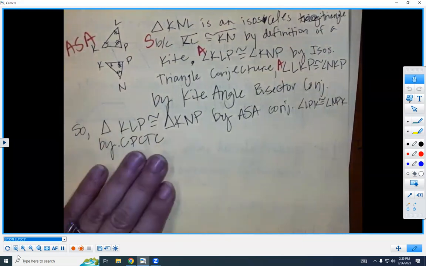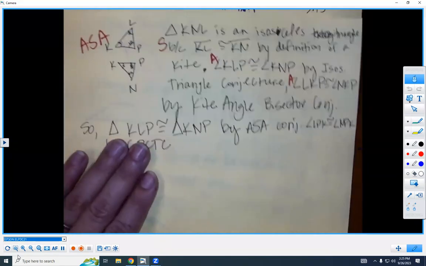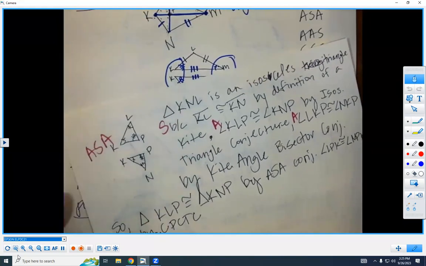And now that I showed that those two angles are congruent, I'm trying to show they're perpendicular. So what am I going to do now to show they're perpendicular? We're going to come up and do linear pairs, yeah. They are a linear pair.